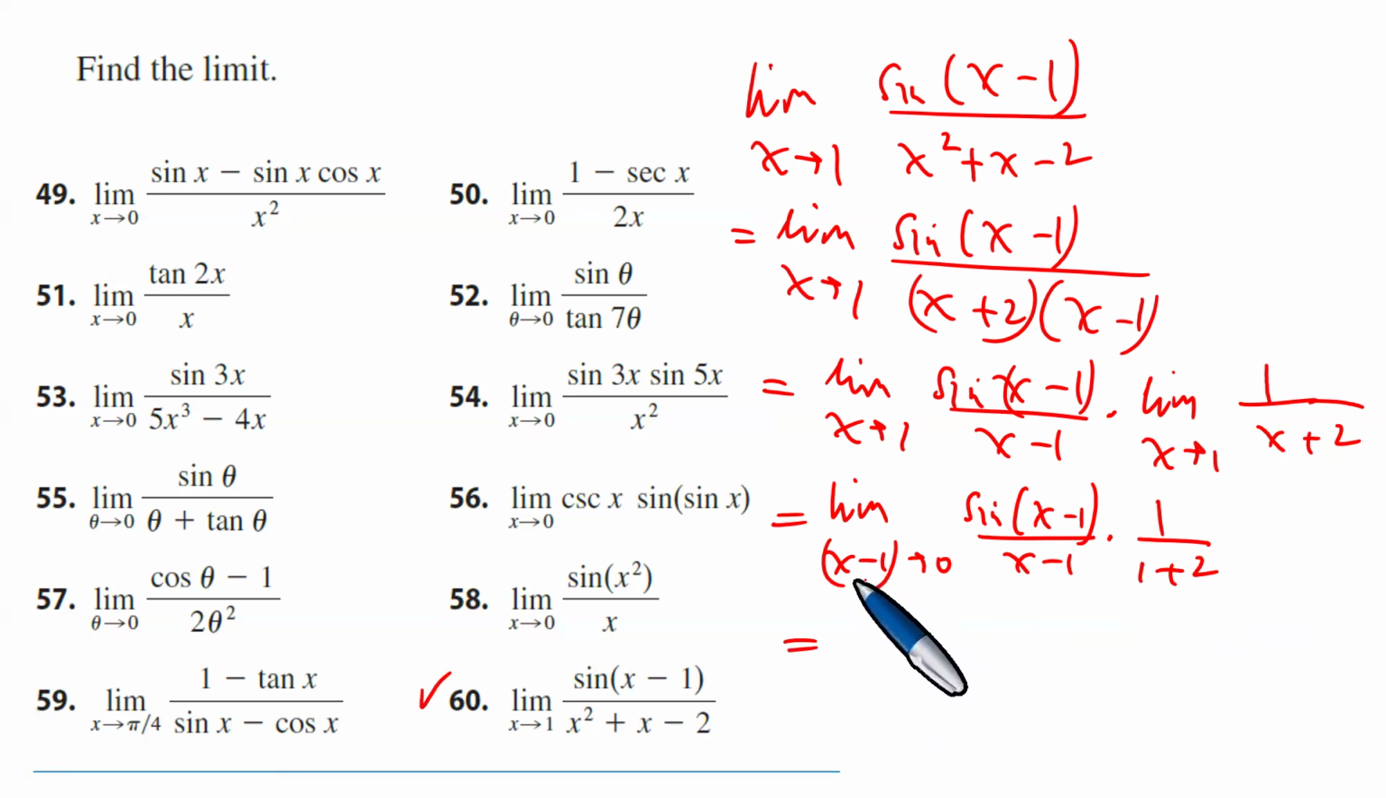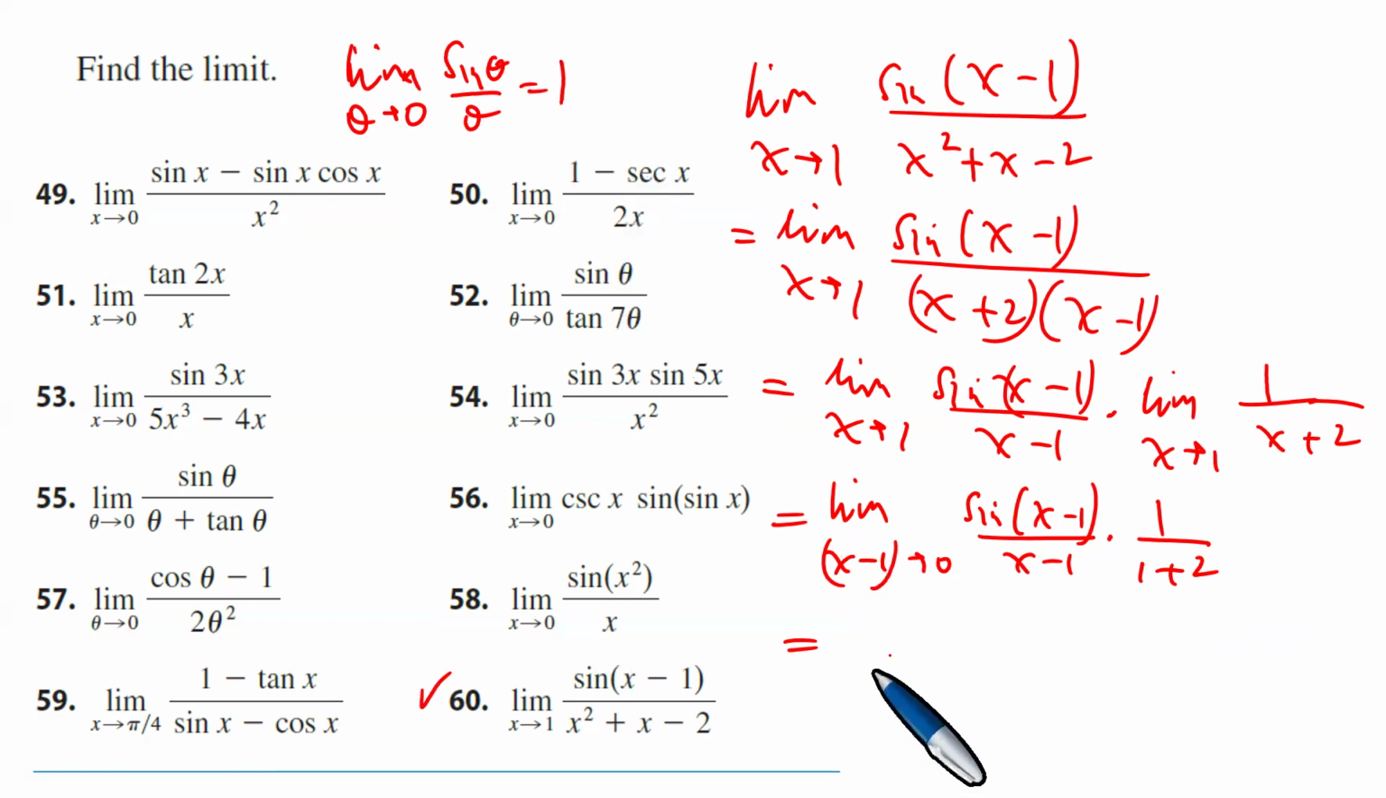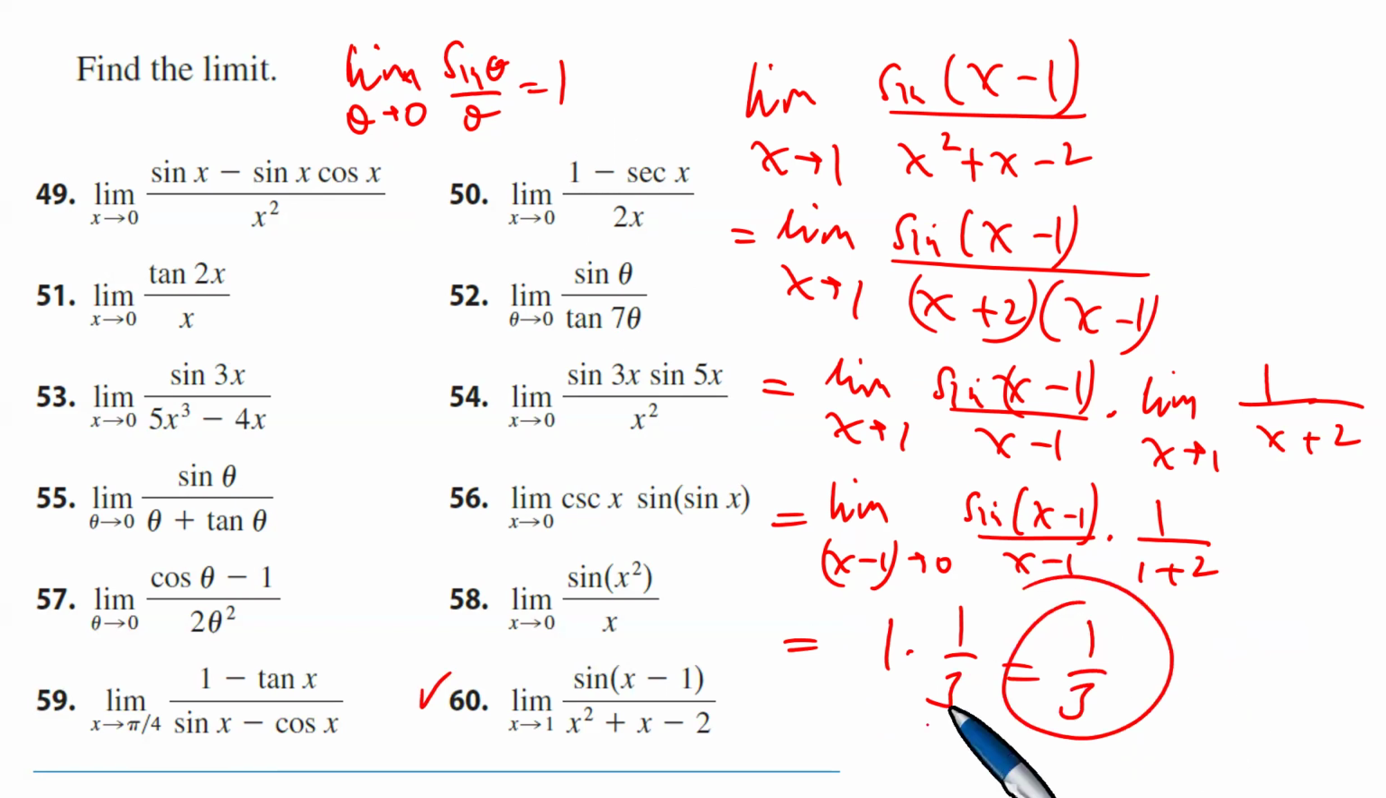As x approaches 1, x minus 1 approaches 0, so this one is of the form sine theta over theta. The limit as theta approaches 0 of sine theta over theta is 1, in which case it is 1 times 1/3, which is 1/3. So the answer is 1/3. The answer is 1/3. So that's what you got, right?